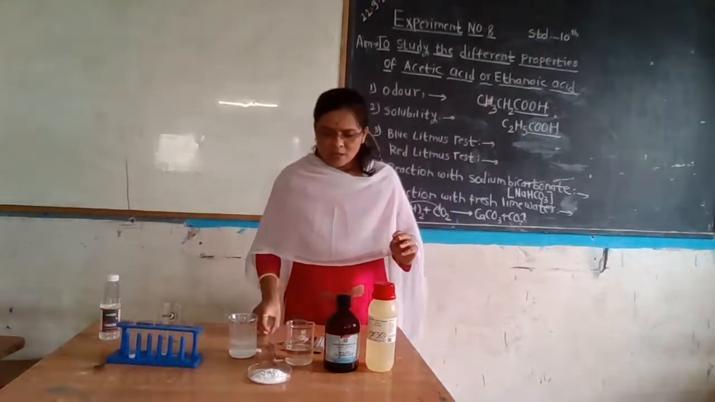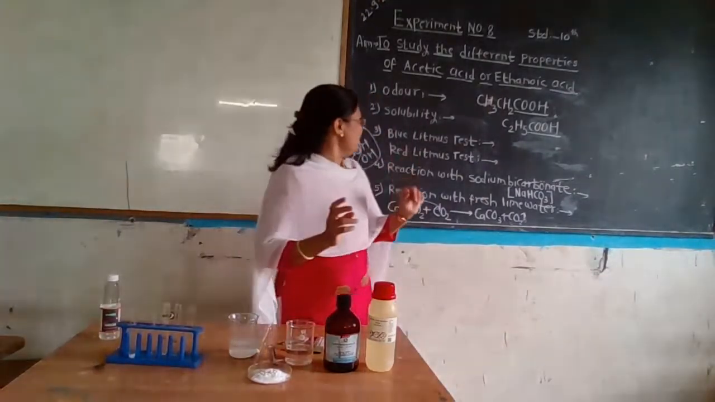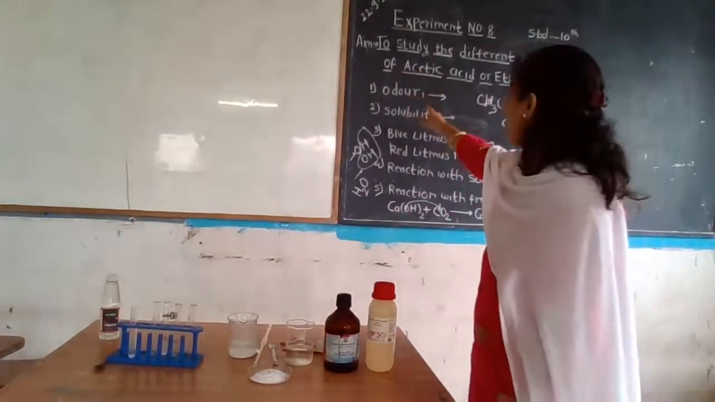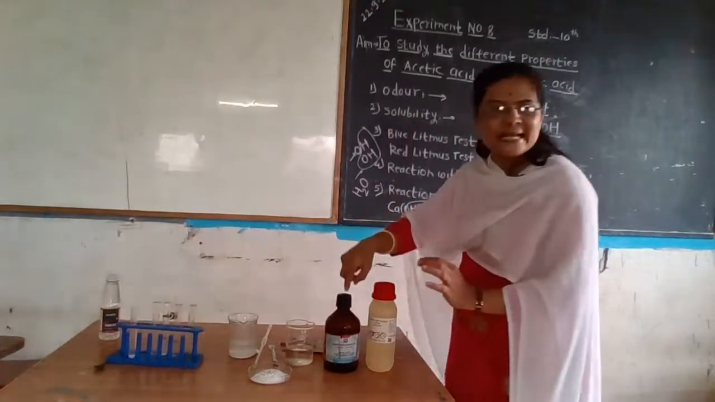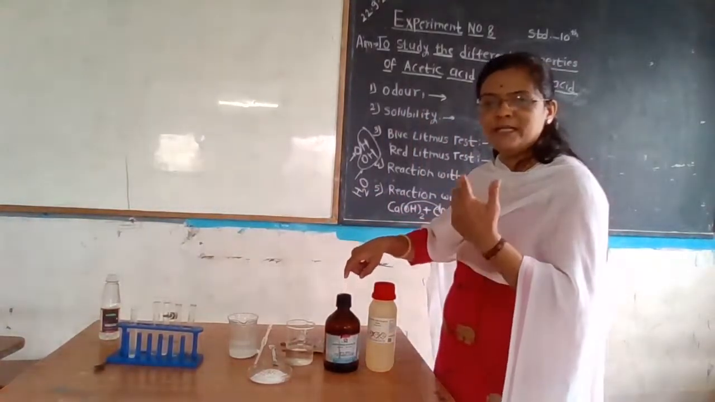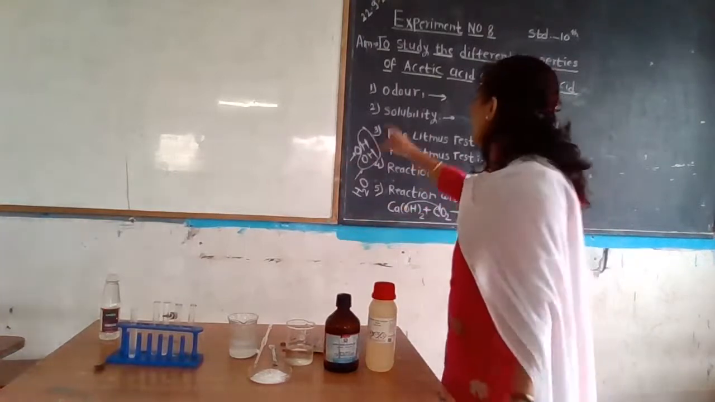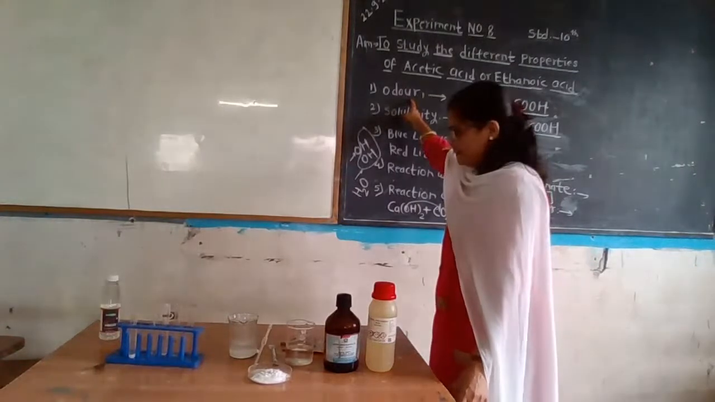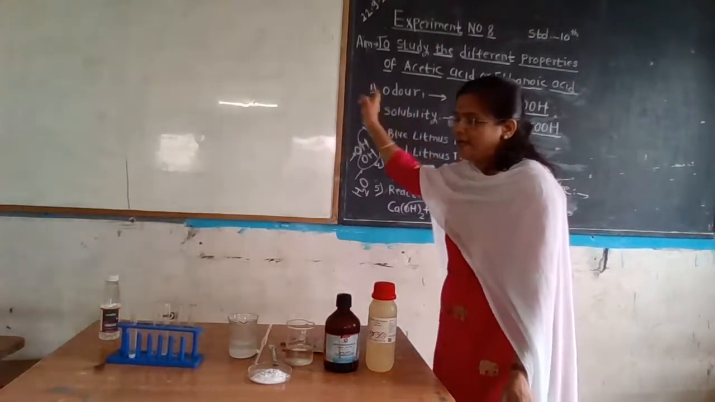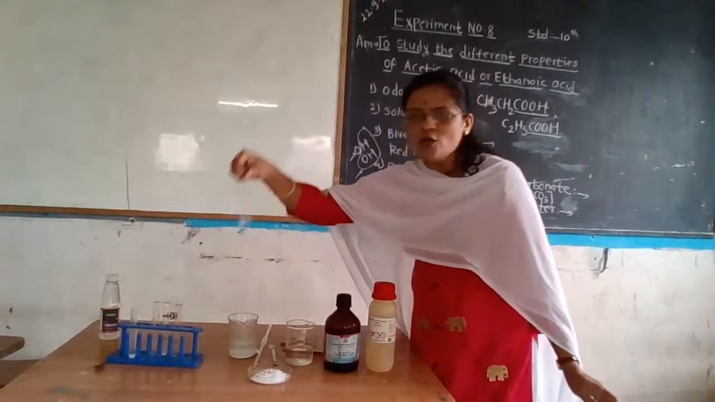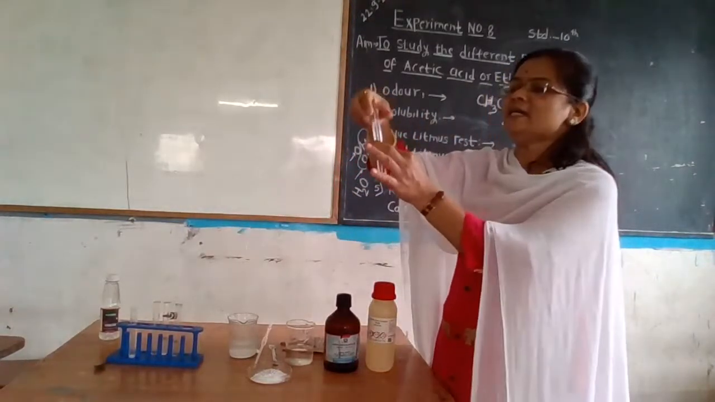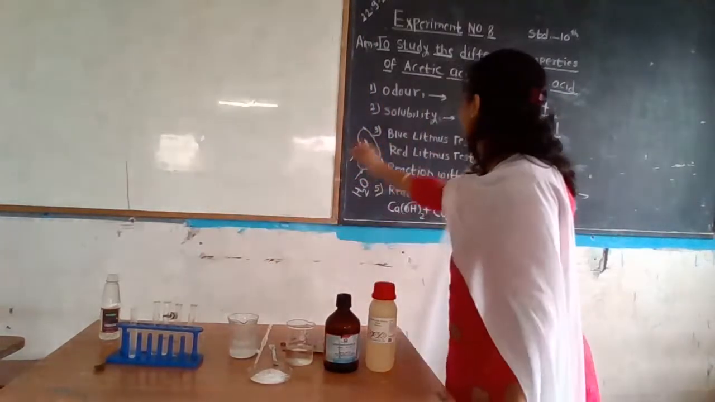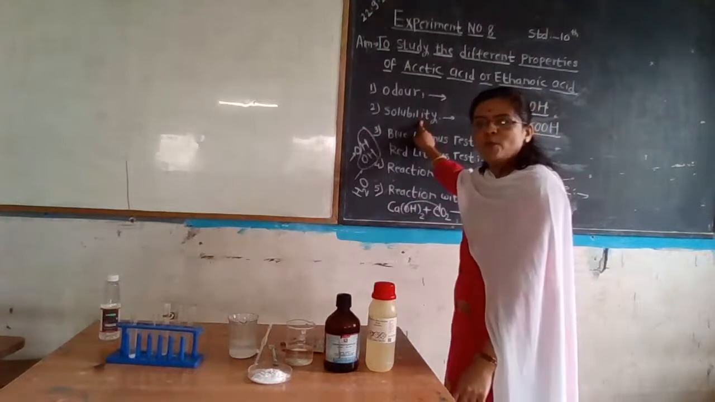Students, we studied the properties and we conclude that the first physical property is odor. Acetic acid has a pungent smell, like vinegar. Then we checked solubility. Acetic acid is soluble in water, miscible in water. That we conclude that acetic acid is soluble in water.